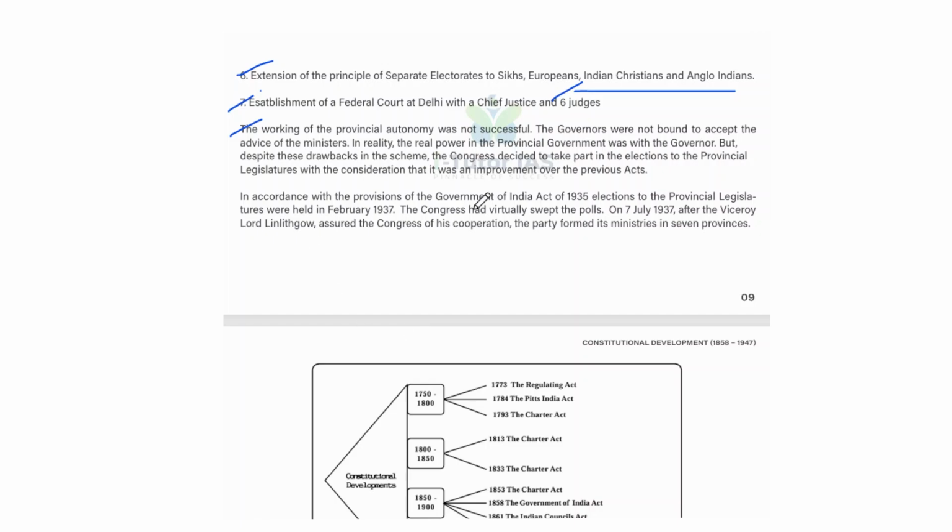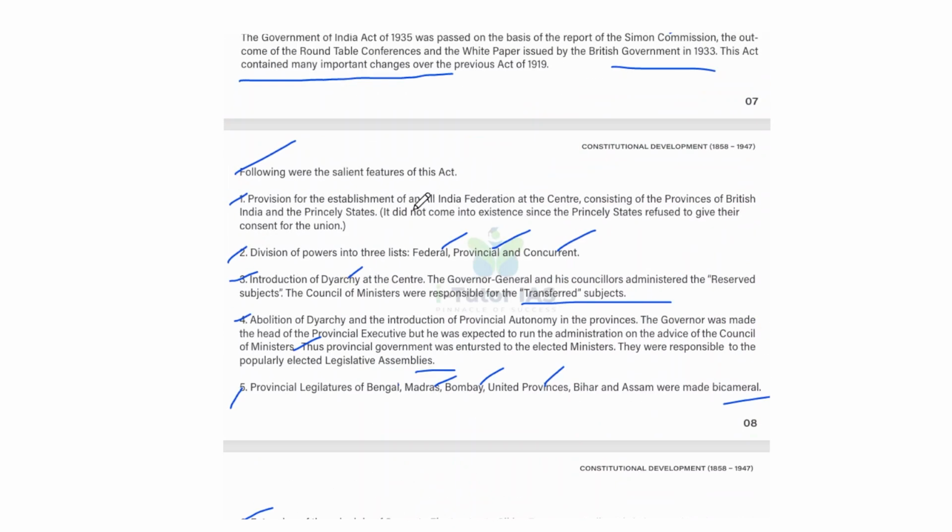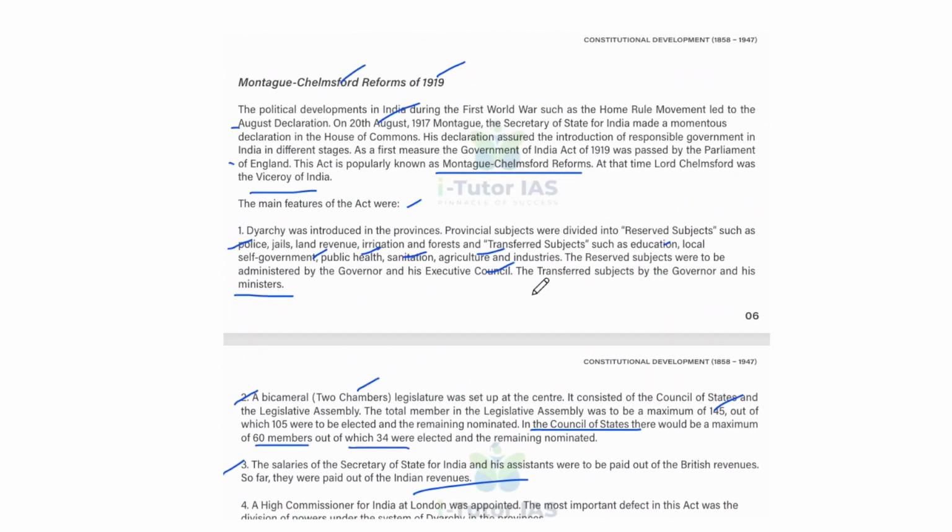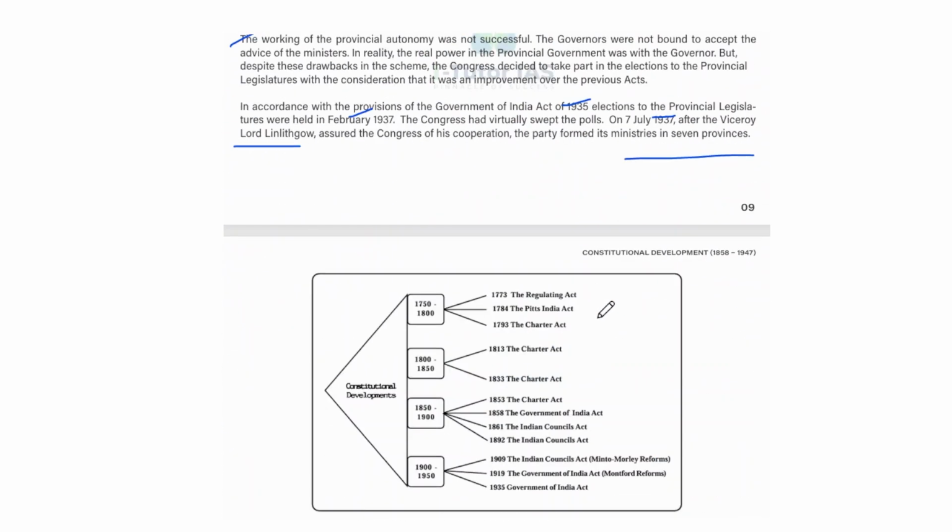And in accordance with the provisions of the Government of India Act 1935, elections to the provincial legislatures were held in February 1937, and the Congress had virtually swept the poll. And on 7th July 1937, after the Viceroy Lord Linlithgow assured the Congress of his cooperation, the party formed its ministries in 7 provinces. Okay, so that's all about the 1935 Government of India Act.